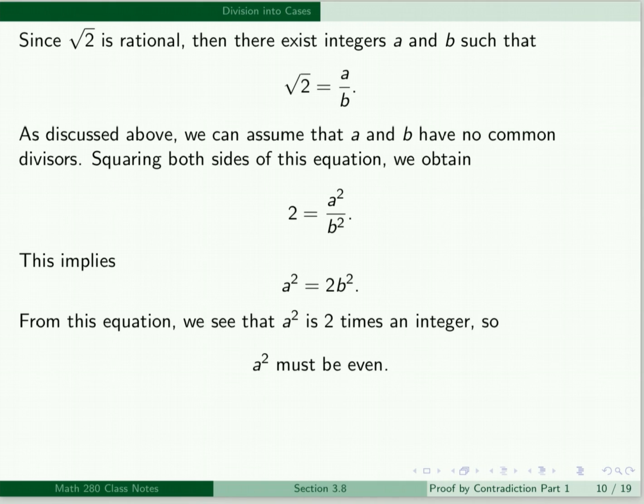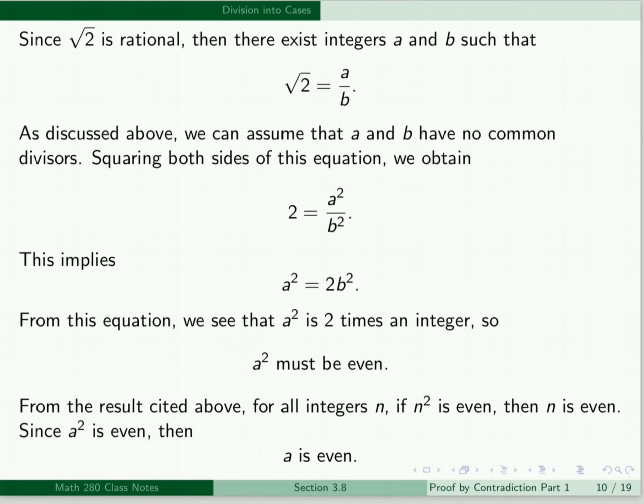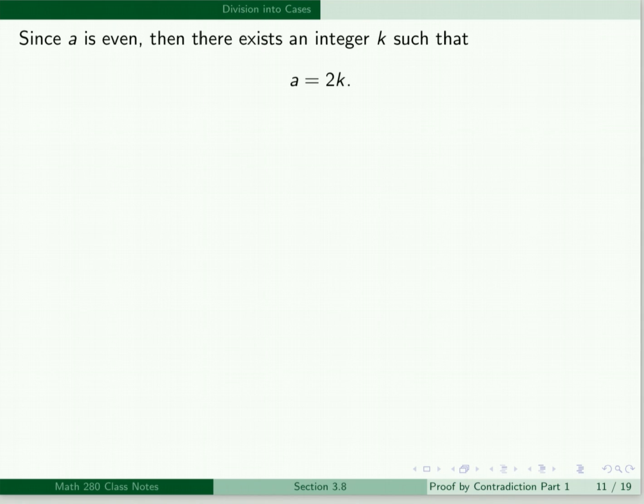From this equation, we see that we have a squared is 2 times an integer, namely b squared, so that tells us that a squared must be even. From the results cited above, for all integers n, if n squared is even, then n is even. Since a squared is even, then we can conclude that a is even. Since a is even, then there exists an integer k such that a is equal to 2k.